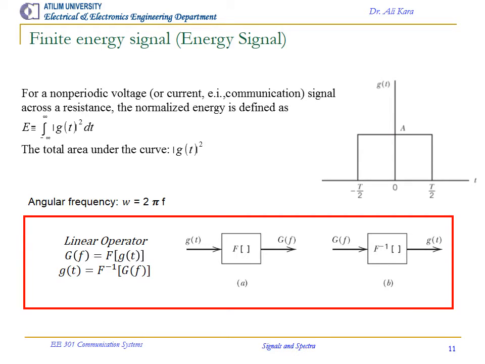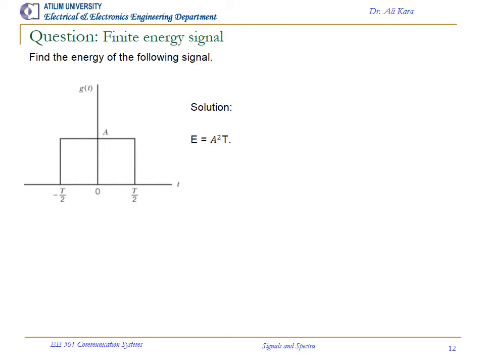Fourier and inverse Fourier transforms can be shown as linear operators, as seen here. Question. Finite energy signal. Find the energy of the following signal. The following is a rectangular pulse.